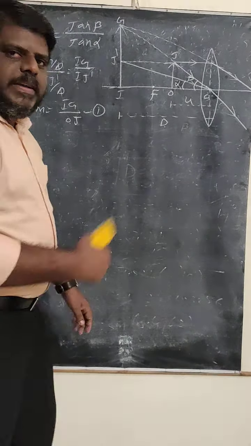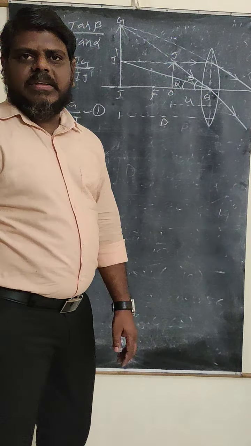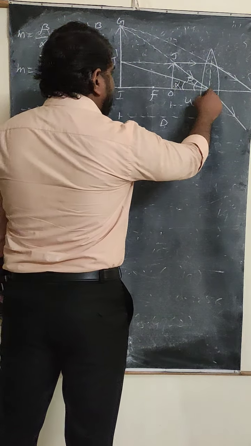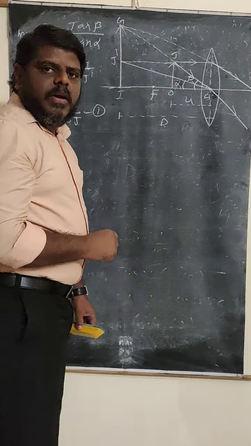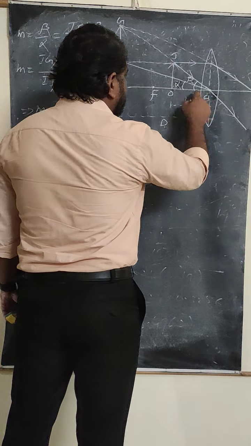Okay, so next we are going for the further step. In the further step, what happens? I am going to take two triangles which are similar triangles. What are the two triangles I am taking? First triangle I am taking CIG. Second triangle I am taking COJ.